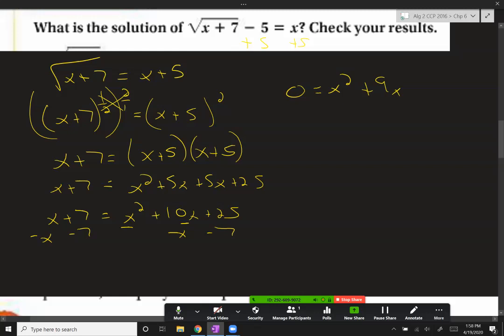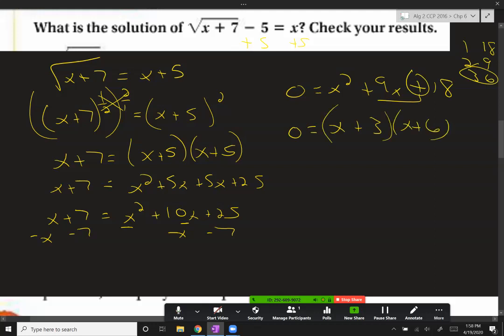So 25 minus 7, that's 18. So here's the question. Are there factors of 18 that add up to 9? Remember 18, 1 and 18, 2 and 9, 3 and 6. Bingo, there they are. X plus 3, x plus 6. That means x plus 3 equals 0 and x plus 6 equals 0. X equals negative 3, x equals negative 6.